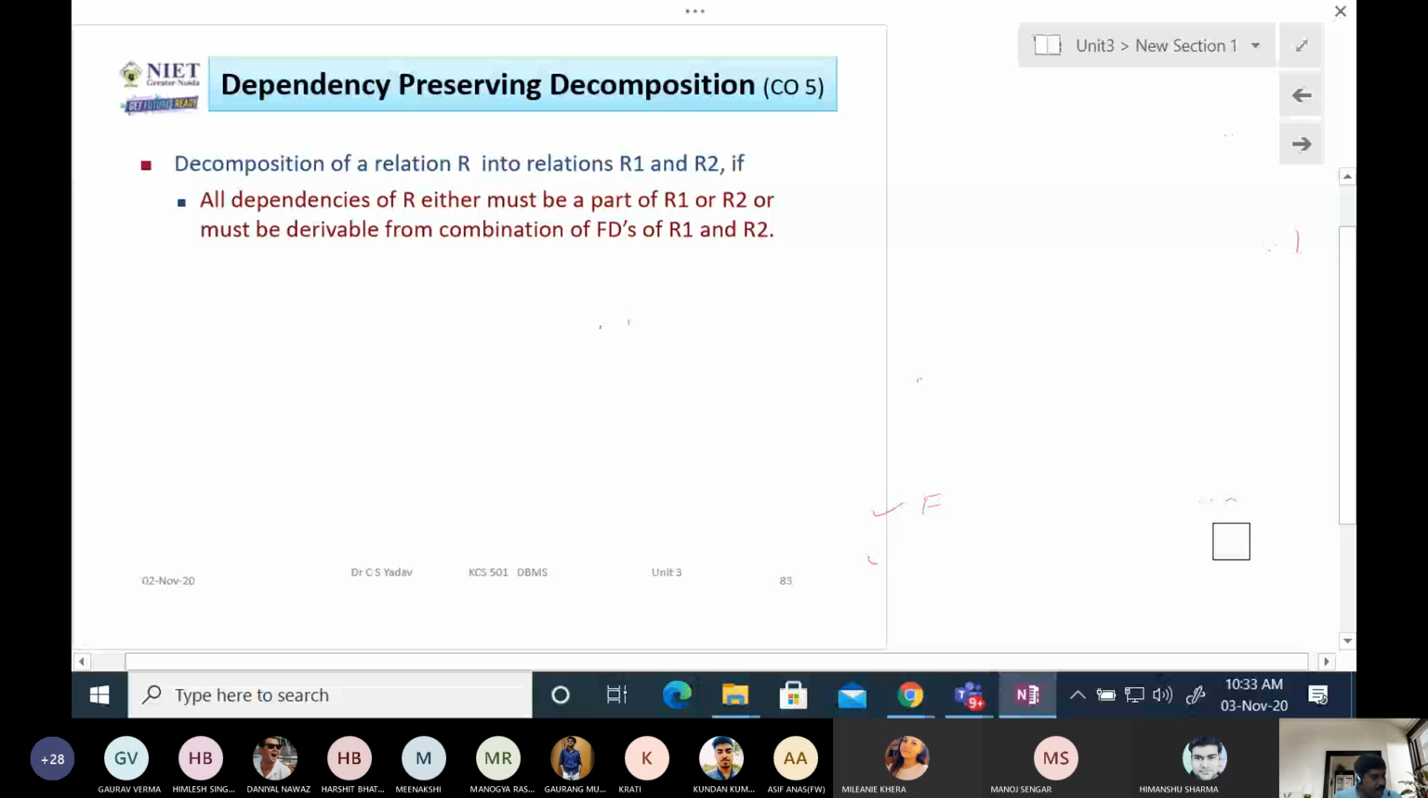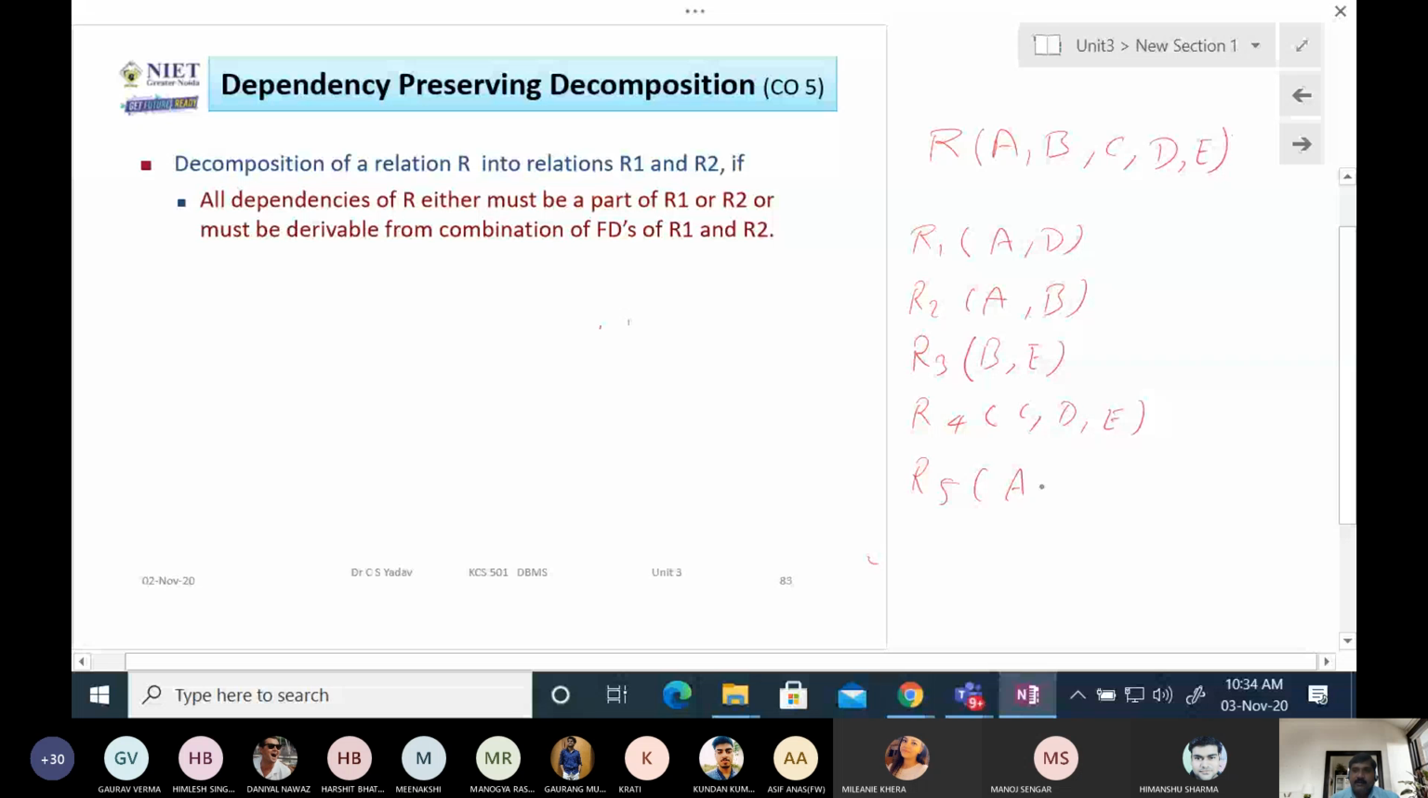Here R equals A, B, C, D, E, and then we decompose this into R1 A comma D, R2 A comma B, R3 B comma E, then R4 C comma D comma E, and R5 A comma E. So R consists of 5 attributes, and then R1 consists of A and D, R2 consists of A, B, R3 consists of B comma E, R4 consists of C, D, E, and R5 consists of A comma E.